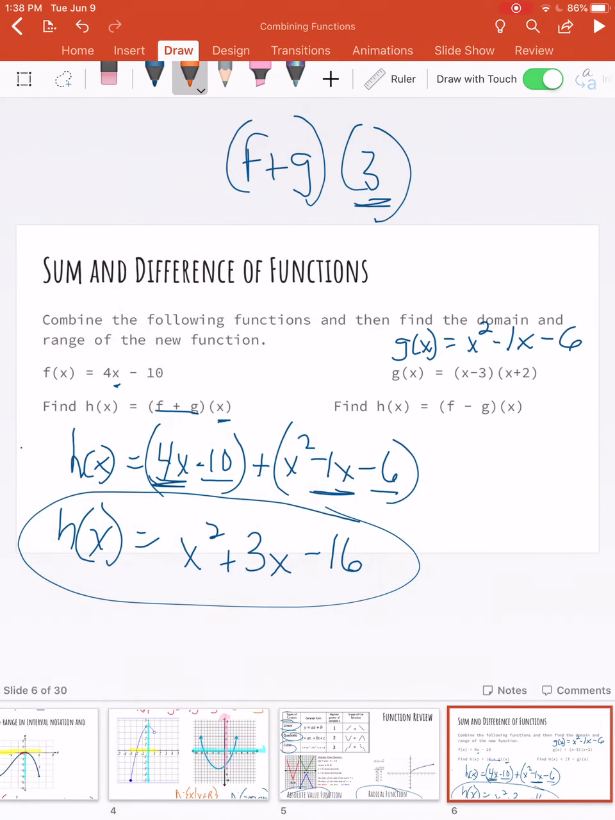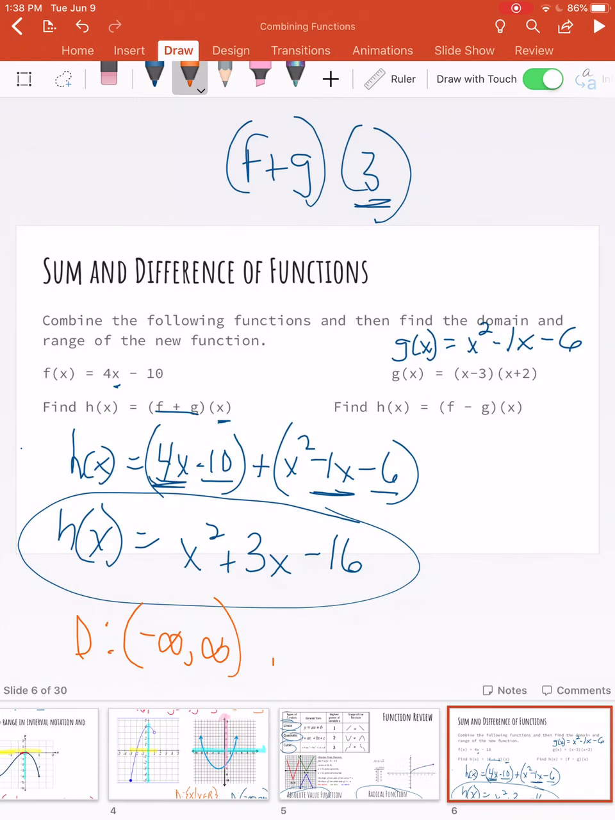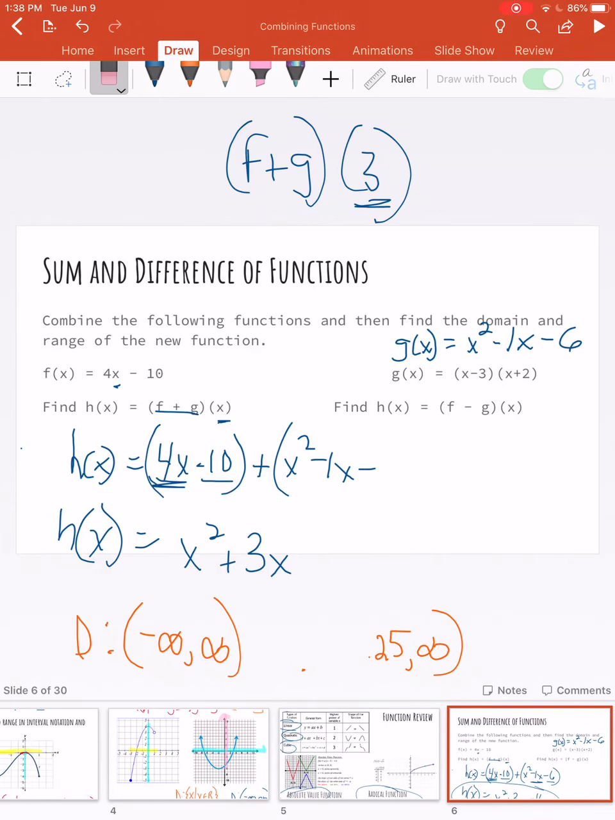Okay, I'm going to just write the domain and range. So the domain for this function, because it's a quadratic, it's just negative infinity to positive infinity. And if you graph, the range for this function would be from negative 18.25 to positive infinity. Okay, because that's the y value of your minimum. Okay, so that's how we add the functions. I'm going to erase this so I have room, and now we will subtract the functions, and I'll show you what that looks like.